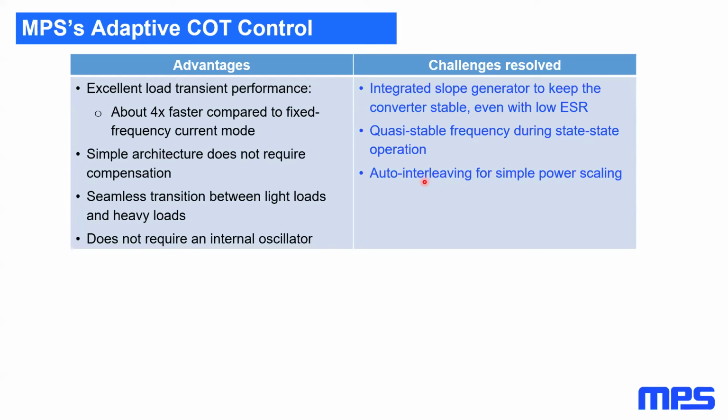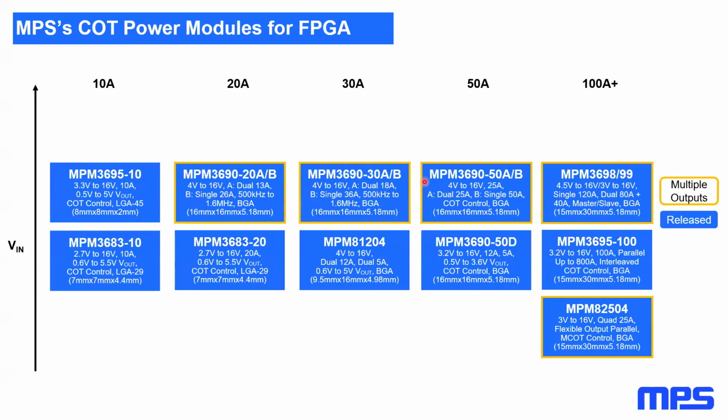The other aspect is that we can maintain a quasi-stable frequency, so we can have a better idea of the frequency our converter will be operating in steady state. And we also simplify for these very high current applications the development of multi-phase converters by implementing auto-interleaving capabilities in our power modules.